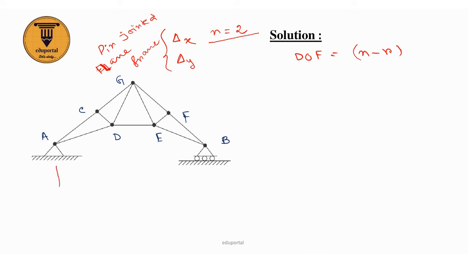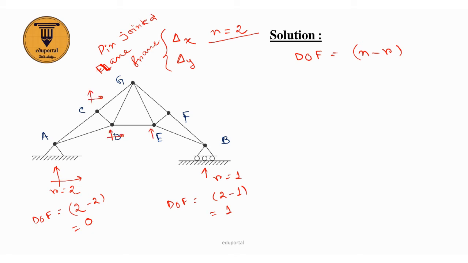So here we have two reactions, so r equal to 2. So degrees of freedom is equal to n minus r. N is equal to 2, minus r is equal to 2, so that is equal to 0. So here only one reaction, so r is equal to 1. So degrees of freedom is equal to 2 minus 1 is equal to 1. Here it has two independent displacement components, here 2, here 2 at E, at F also 2, at G also two independent displacement components.